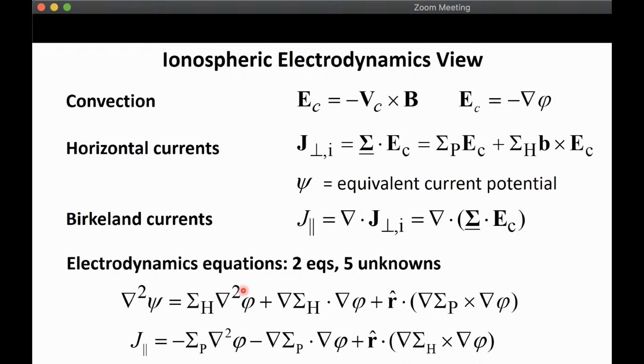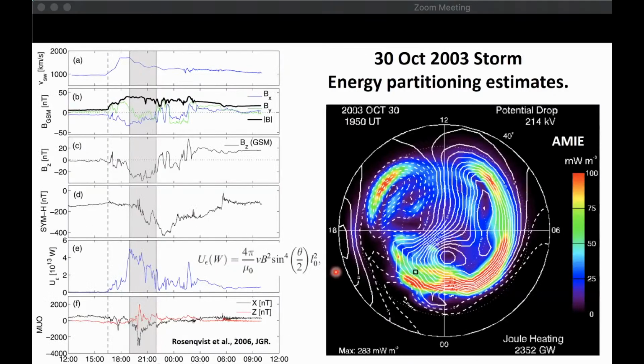The electric potential here, which gives the electric field, and the horizontal currents are given by the gradients in the equivalent currents and the electric field and the conductivities. You get 2 equations and 5 unknowns, and this is what you try to solve. And there's been a pretty consistent effort in the community over 3 decades, almost going on 3.5 now, to do that, and to try to understand the energy partitioning between storms.